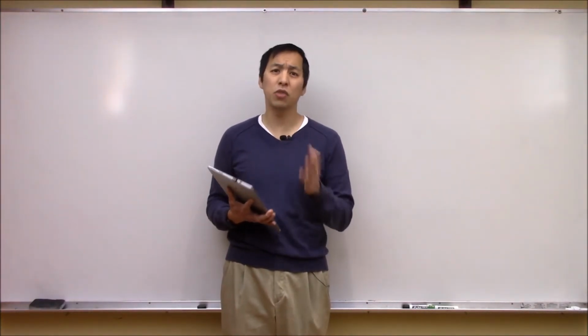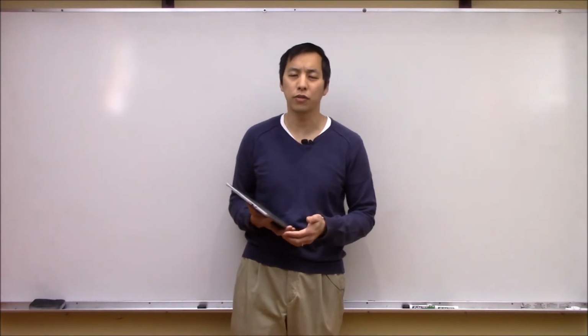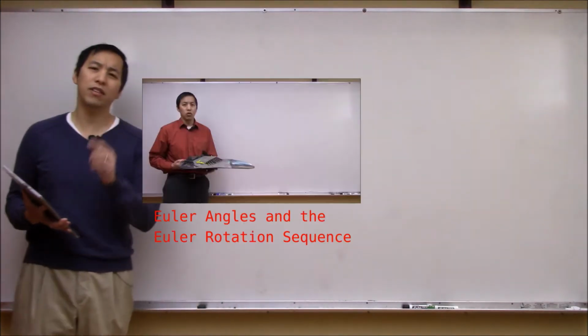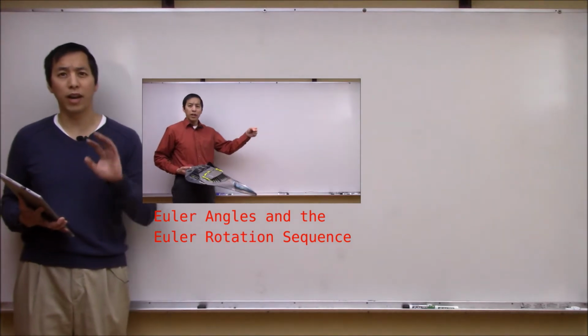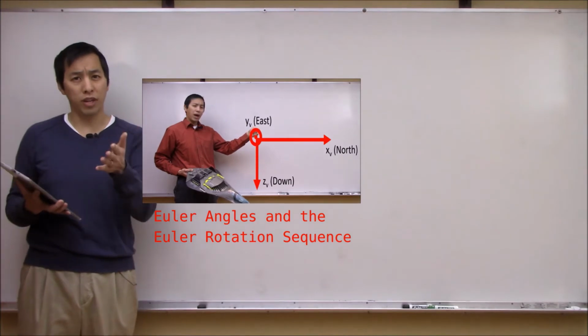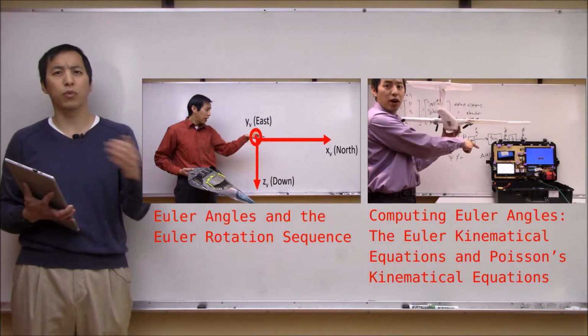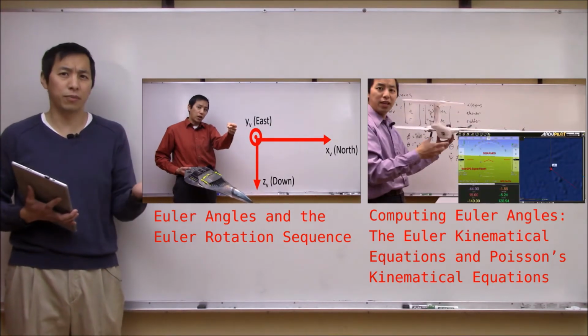Today I'd like to continue our discussion regarding how to keep track of the attitude of an object in space using Euler angles. If you recall, we started this discussion by first defining the Euler angles and the Euler rotation sequence. We then looked at applying the Euler kinematical equations and Poisson's kinematical equations to develop an algorithm that consumes rate gyro information and converts them to Euler angles.